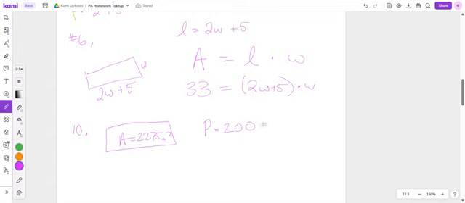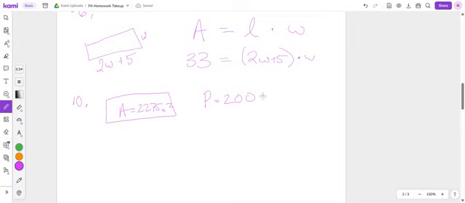I also know that perimeter is going to be 2 times width plus 2 times length, right? That's how I find the perimeter. Now I just need to have one variable. So I'm going to divide this entire equation by 2 to simplify it. So I get 100 equals W plus L. And that kind of makes sense.